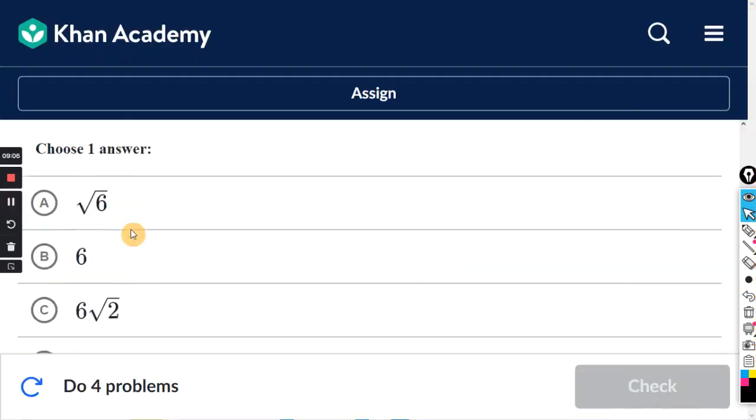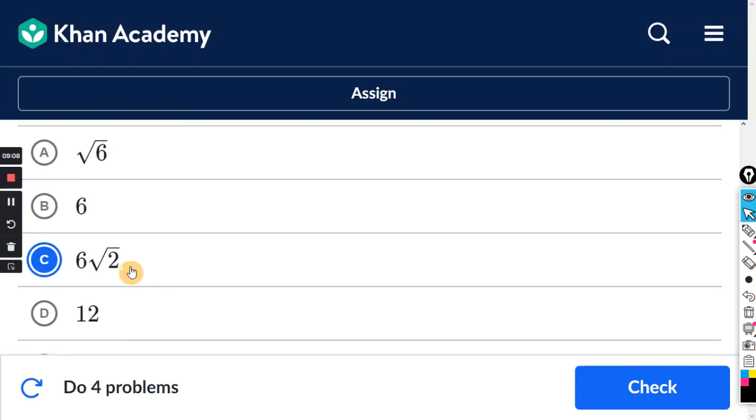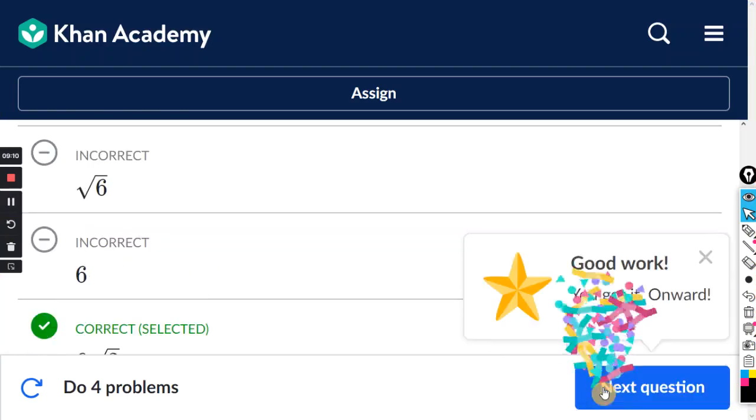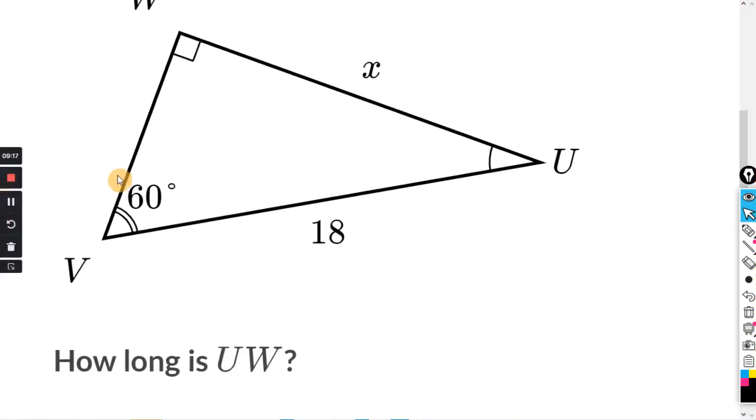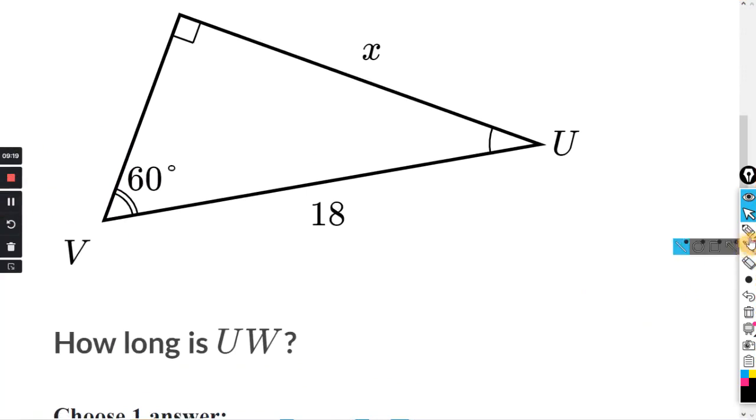All right, again, these are multiple choice. Answer C. All right, we have our triangle. We're looking to solve for x. We said the first step is to find the missing angle. Okay, we have 60, we have 90, so this angle has to be 30.